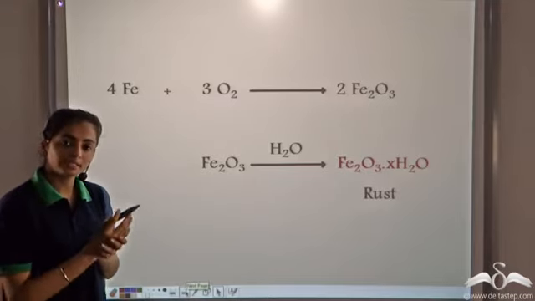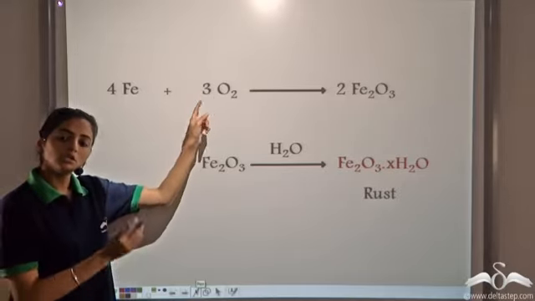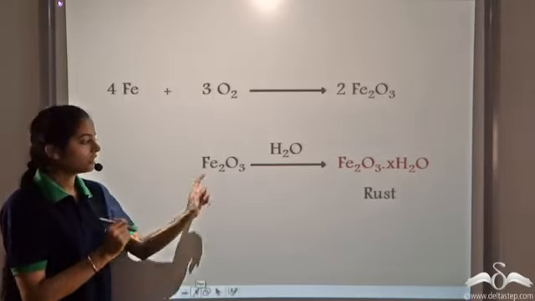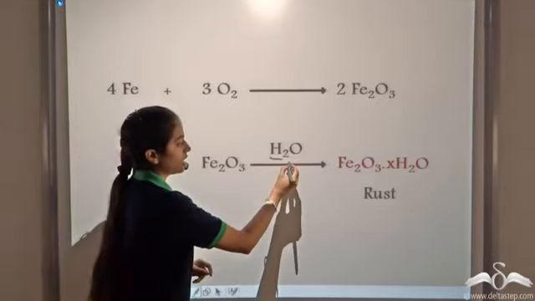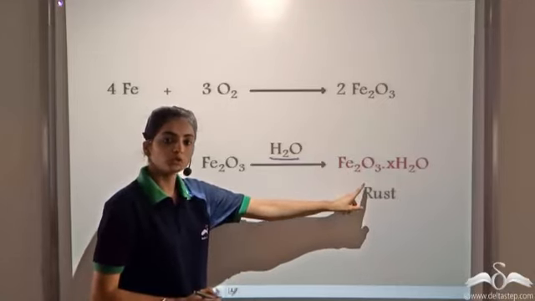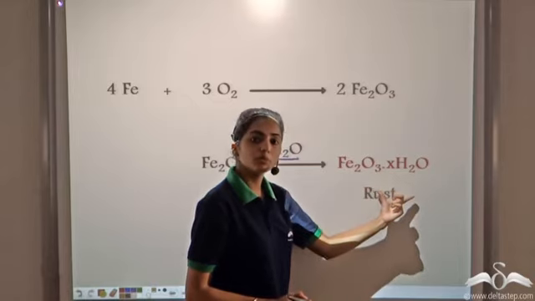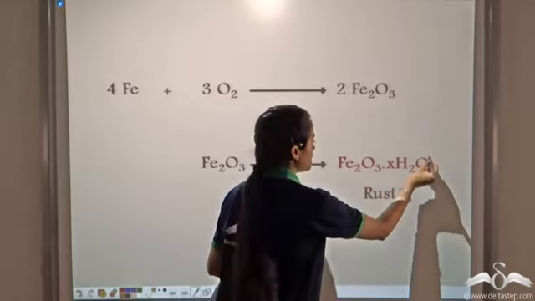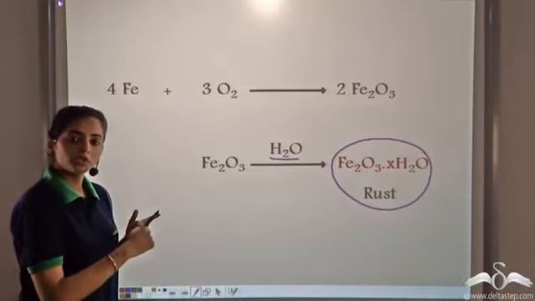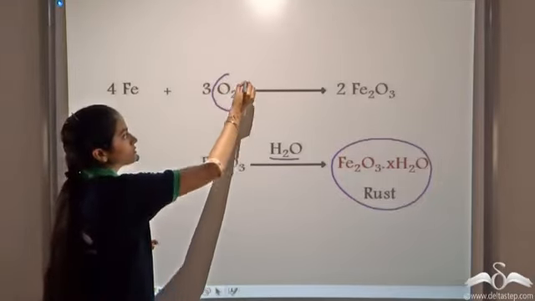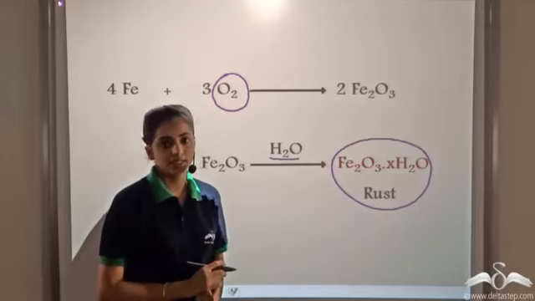What is the rust that is getting formed? First, iron reacts with oxygen to form the oxide Fe2O3, and then this Fe2O3, when it comes in contact with moisture, forms the reddish brown Fe2O3.XH2O, and this is the reddish brown coating of rust that we see on iron articles. So, Fe2O3.XH2O is rust. From these equations you see that both oxygen and moisture are required for rusting or corrosion to take place.